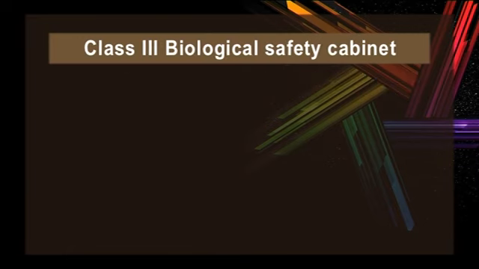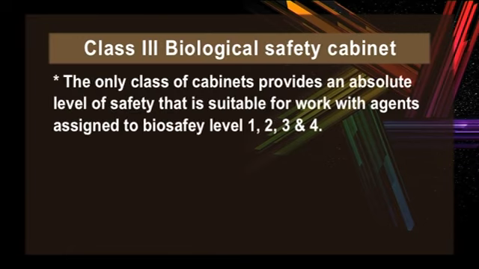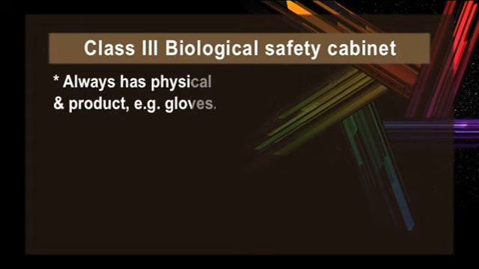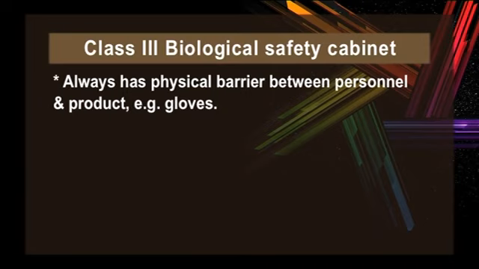Class 3 biological safety cabinet. The only class of cabinets that provides an absolute level of safety, suitable for work with agents assigned to biosafety level 1, 2, 3 and 4, frequently specified for work involving the most lethal biological hazards. It always has a physical barrier between personnel and product, for example gloves.